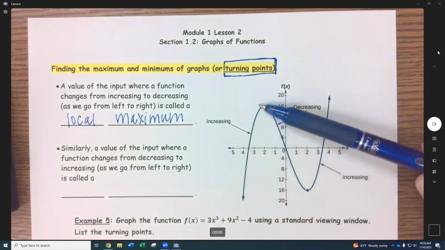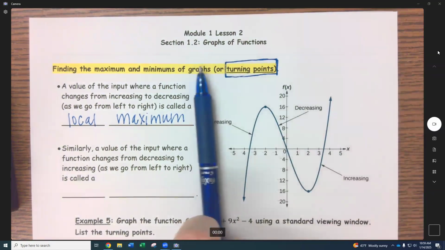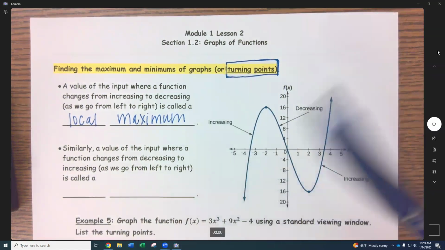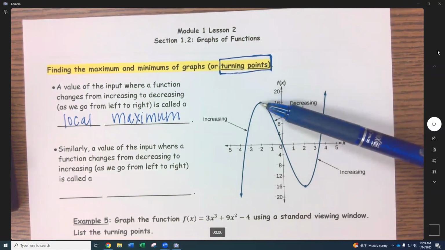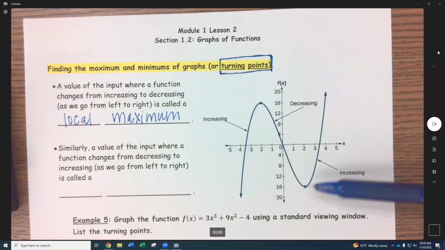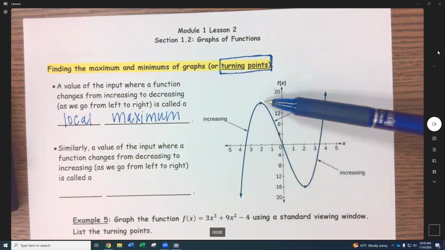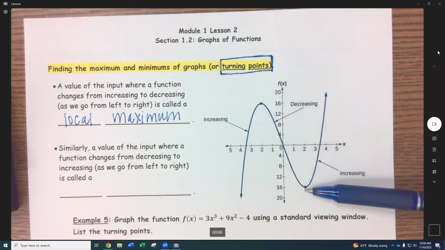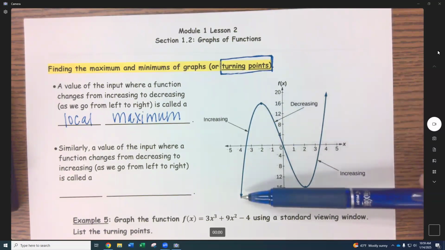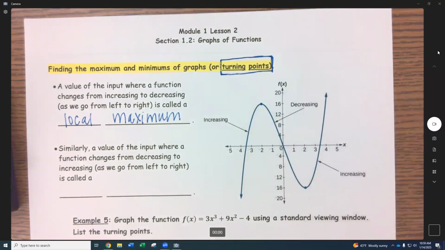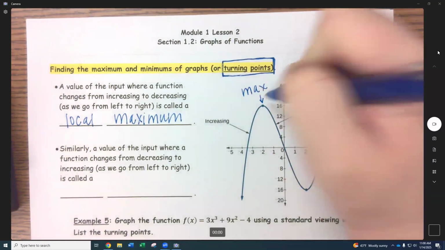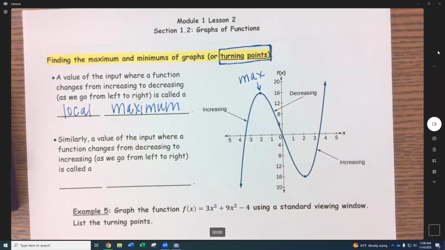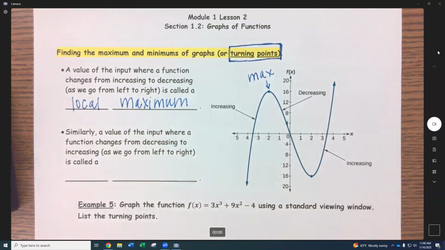So you can see here, my function is increasing. And as you're going from left to right, as your x's are getting bigger, your y's are also getting bigger as well. So it's increasing. Then it hits a tipping point, and then it starts decreasing. It's going from y values of like 16 going down to negative 16. So here it's decreasing. So when it changes from increasing to decreasing here, this point is a max. Okay, and that's what they're referring to as a turning point here.